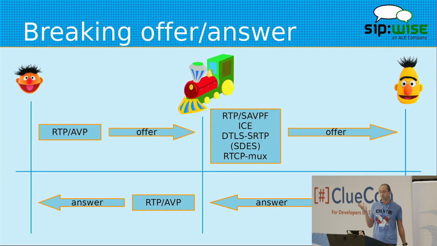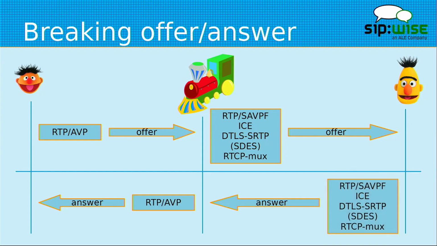The next thing we wanted to do is talk to the WebRTC world. In order to do this, we had to implement a number of features like SRTP, ICE, and RTC multiplexing. And in order to support this, we had to kind of break the offer-answer model. Now, I'd like to think this is break as in breaking up, not break, but we can talk about this.